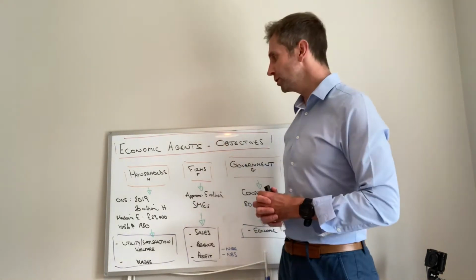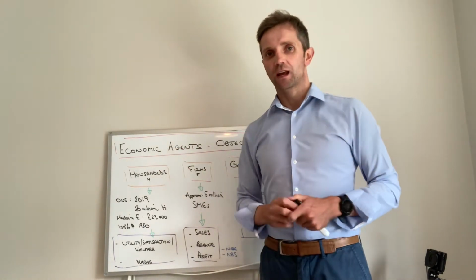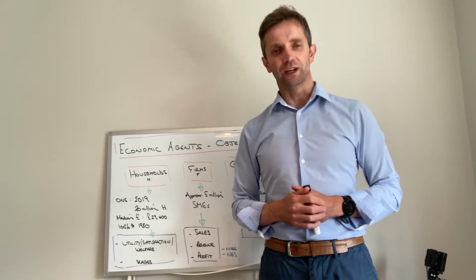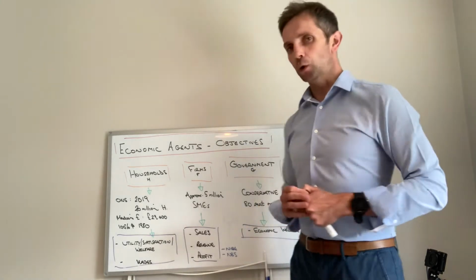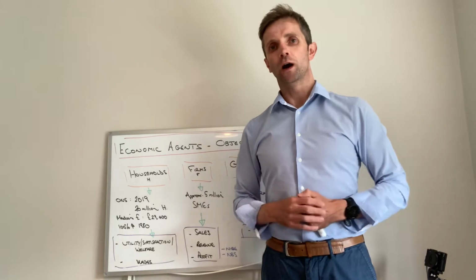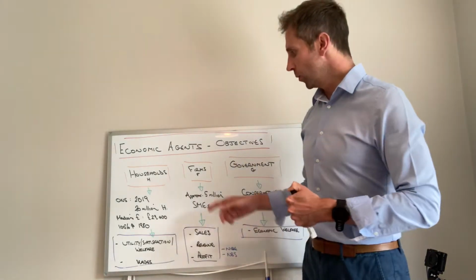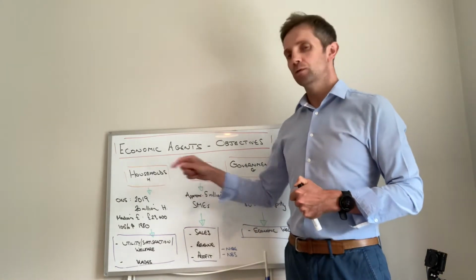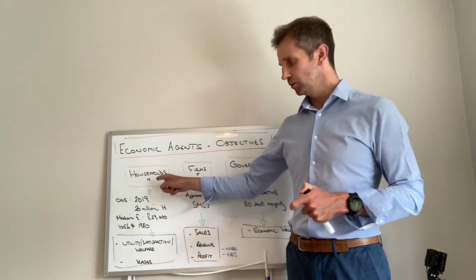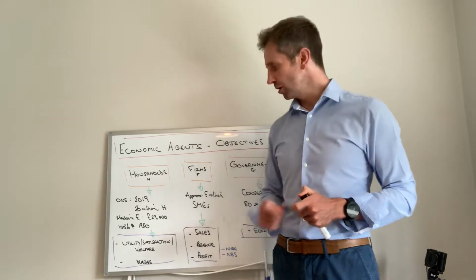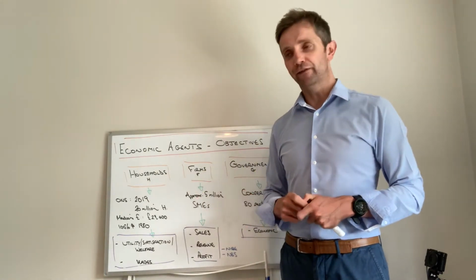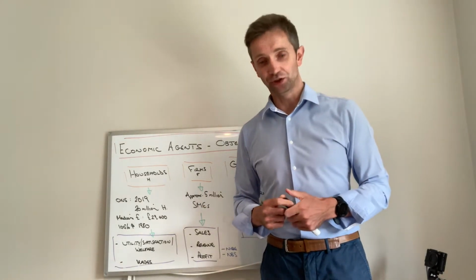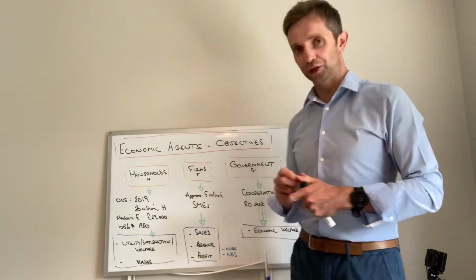I hope you can see the board okay. We are looking at economic agents and more specifically the objectives associated with those economic agents. So, who are the economic agents? Well, we're going to talk about three here today. So number one, we're talking about households, which we abbreviate to H in economics, firms, F, or producers, and the government, which we abbreviate to G. So we've got H, F, and G.